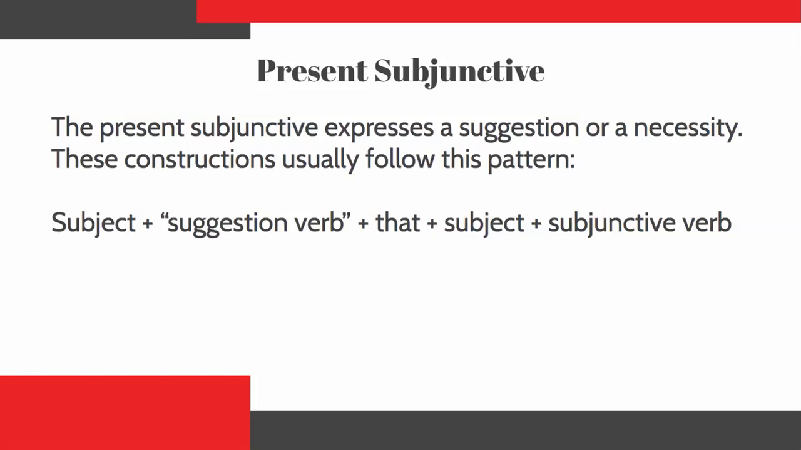The present subjunctive expresses a suggestion or a necessity, and it usually follows this pattern. You'll have a subject, and then one of those verbs from the previous list. Then you'll have the word that. That's going to be introducing usually a noun clause that's going to function as a direct object of that suggestion verb. And that clause has its own subject. And the verb in that clause is what takes a subjunctive form.